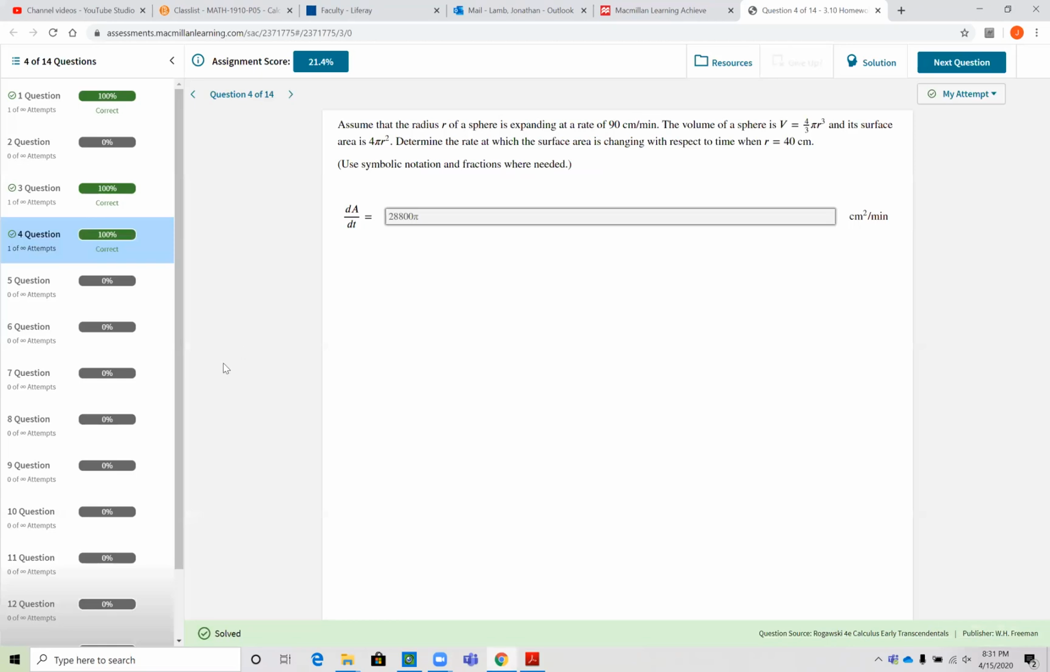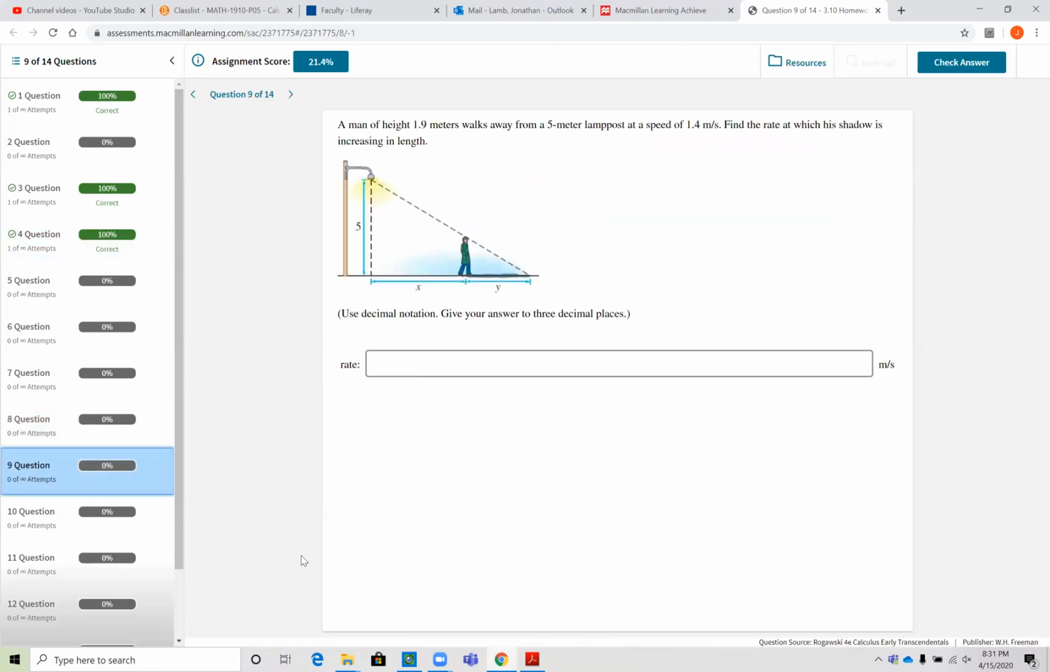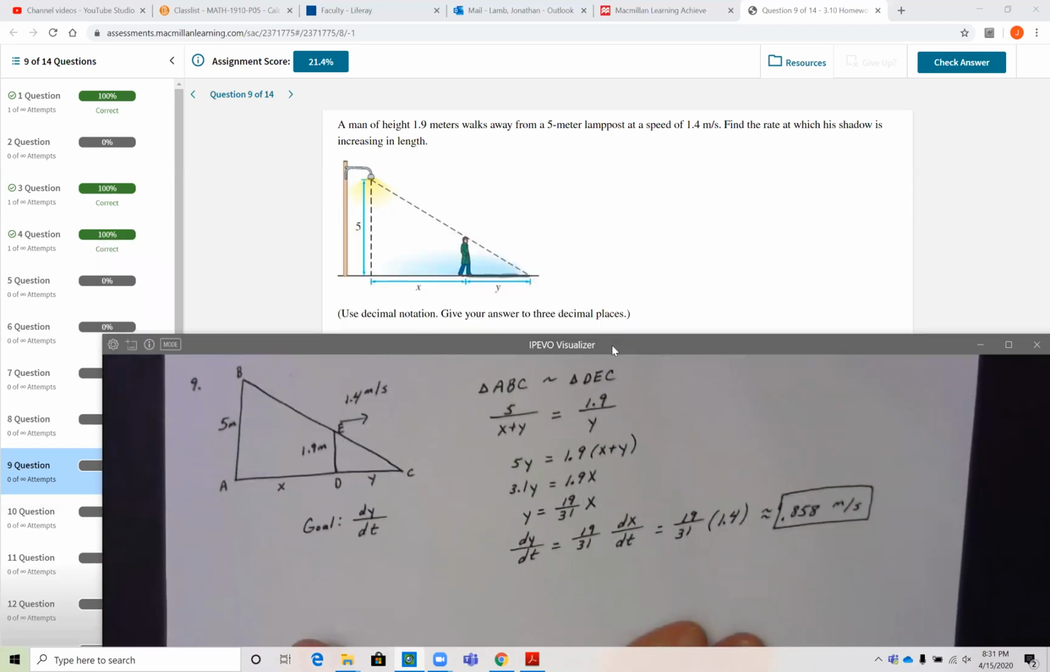Now, the next one in this section that someone was asking about was number 9. Number 9 is an interesting question. It can be challenging if you don't understand the concept of similar triangles. So let me talk about number 9 here with you.